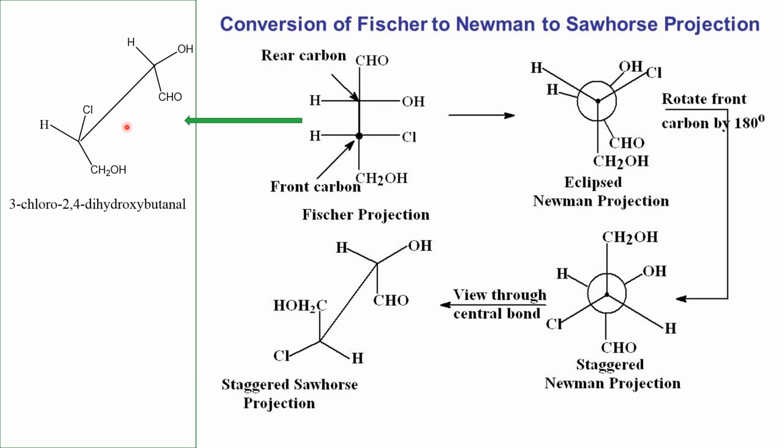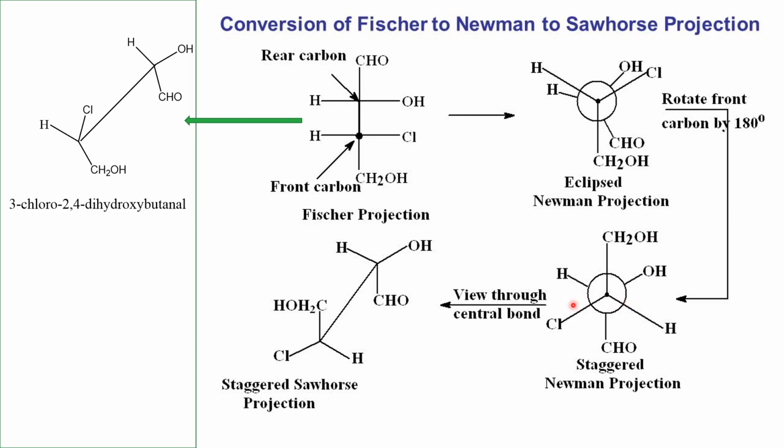Now this Sawhorse can be converted to Newman. So this is the front carbon that should be shown with a dot, hydrogen left, Cl right, CH2OH down. The front carbon is shown with the three bonds. The rear carbon is shown as a circle, and in that hydrogen left, OH right, the aldehyde group down. So this is the Newman projection, and this is the eclipsed conformer of this molecule. Now if you rotate this front carbon to bring the CH2OH to the top, then it becomes a staggered conformer.